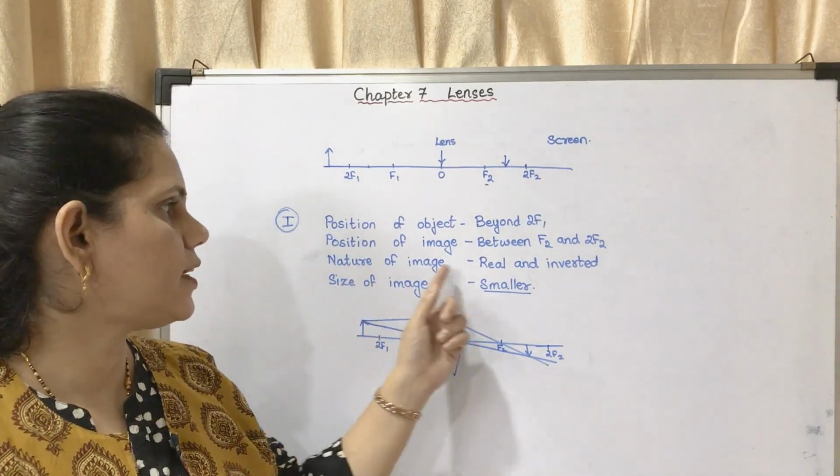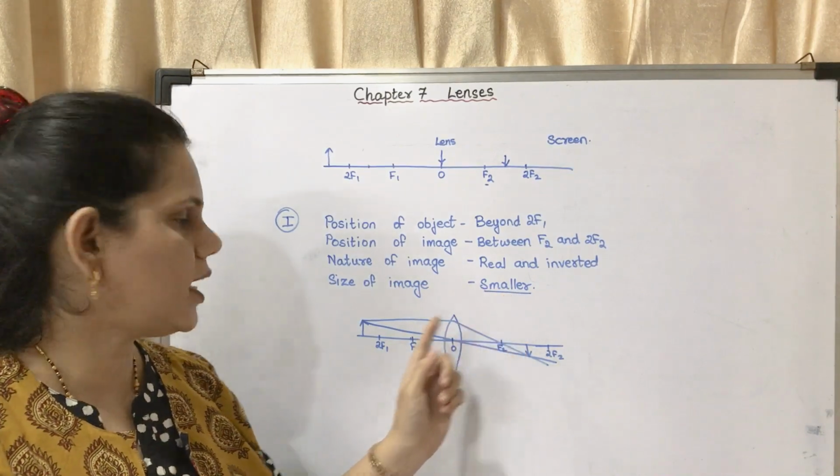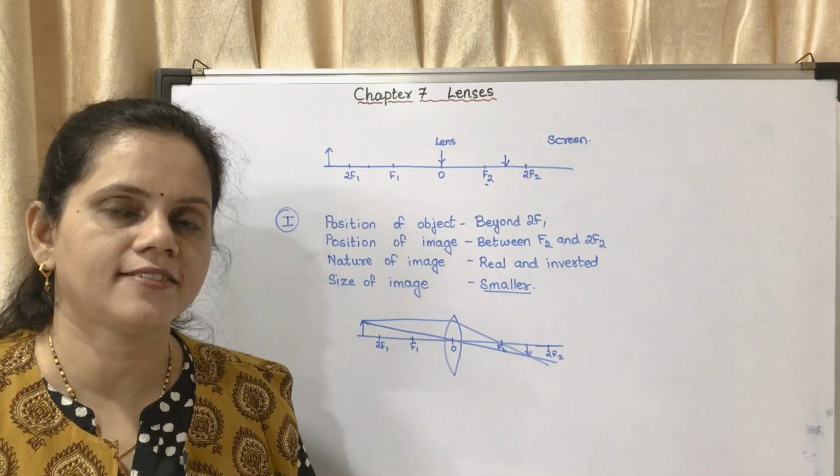So what is the nature of the image? It is real and inverted, and the size of the image is smaller than the object. Okay, hope you have understood. Now we will see the next one.